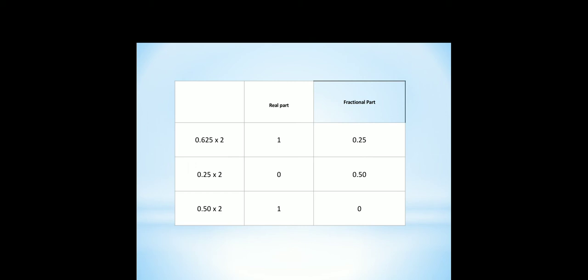Okay, for the next bit we have to multiply the fractional part 0.25 by 2 again. Now here 0.25 multiplied by 2, the answer is 0.50. So the real part is 0 and the fractional part is 0.50. Again 0.50 is multiplied by 2, then the real part will become 1 and the fractional part will become 0. So we'll stop here. Okay, in this example we stop after 3 iterations.